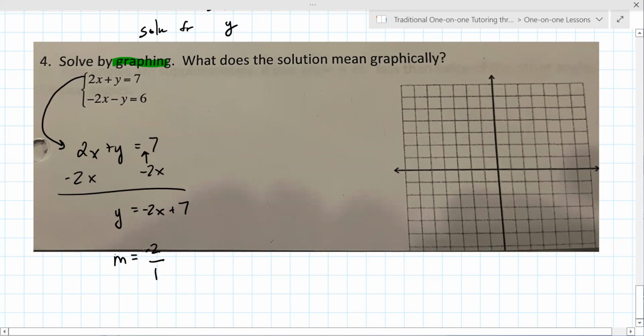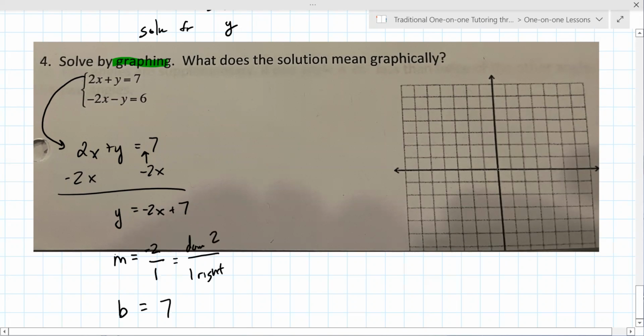Over 1? And the reason that 1 is there is because we're always going to the right. Yes. Now what about the -2? What does that mean in terms of up or down? That would mean down. Down 2. What is the b value? 7. So we're going to start at 7.